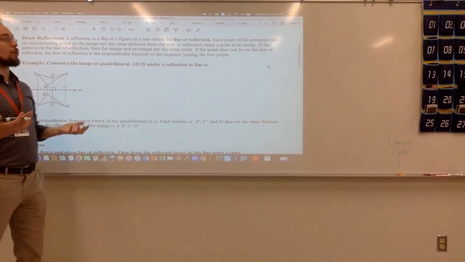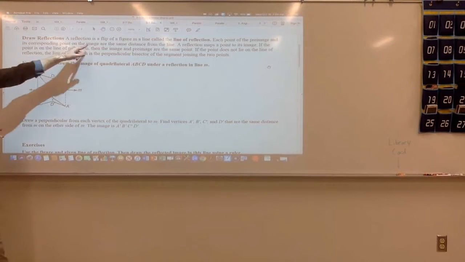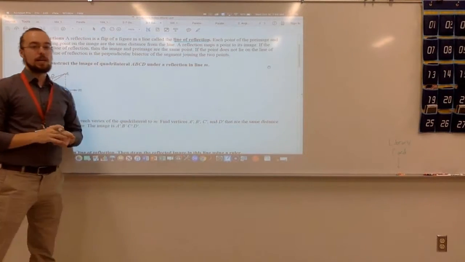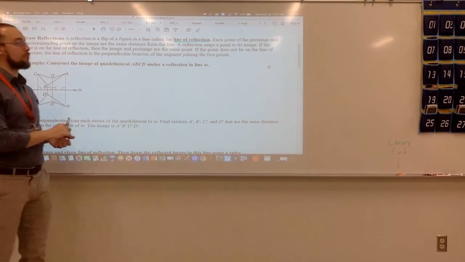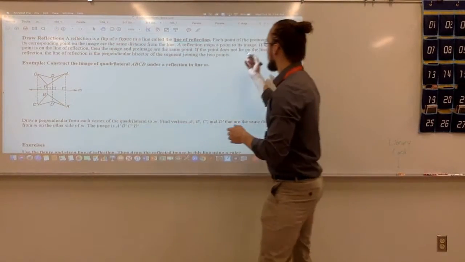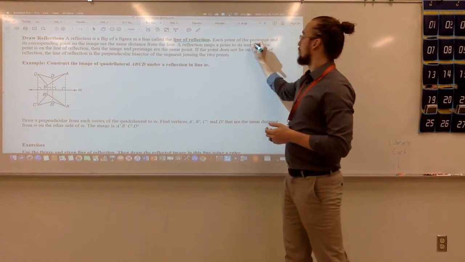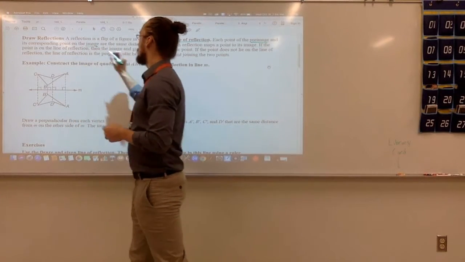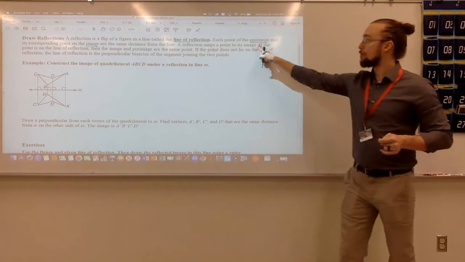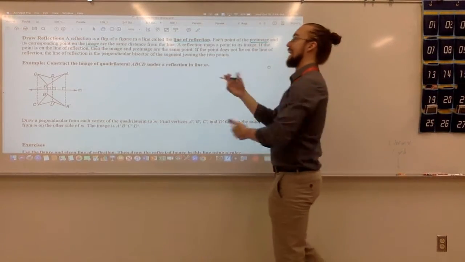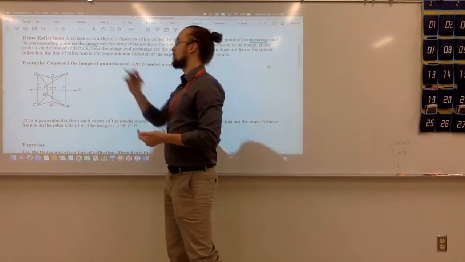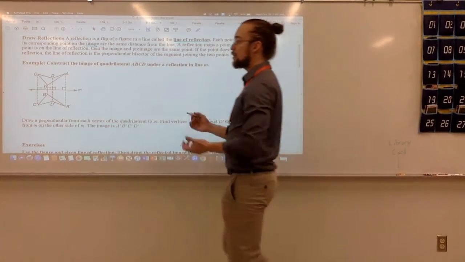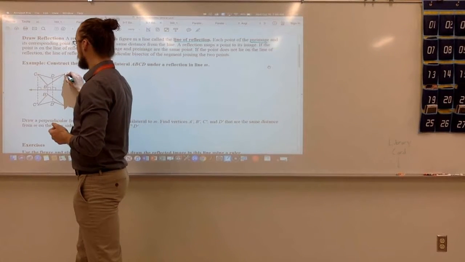So first of all, a couple of vocab ideas up here in the top. The line that we are reflecting over is called the line of reflection. Hopefully that makes sense. Don't need to explain that. The original image, or the original figure before we reflect, is called the pre-image, and then after we reflect, it's called the image.